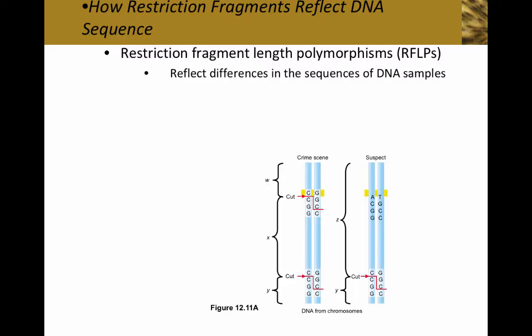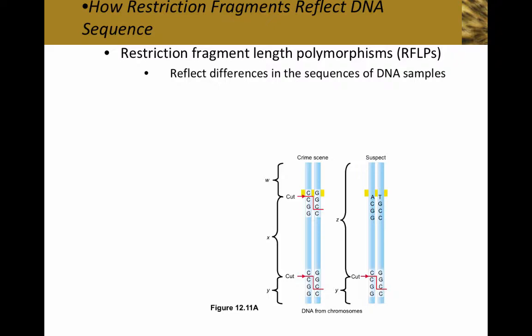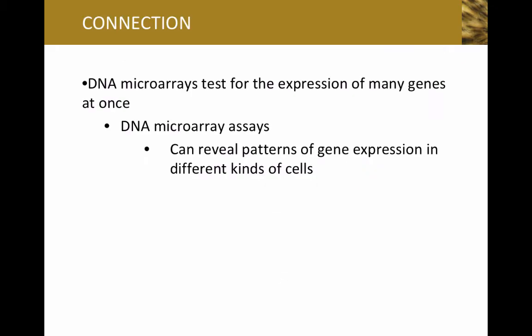And so you can compare these RFLPs at a crime scene to a suspect and see if they're the same, right? And so they'll use these restriction enzymes to cut, and then they'll look at the fragments to see if they're similar. These are the small fragments of DNA that are used to see if people at the crime scene are the same, and if you're doing paternity tests.